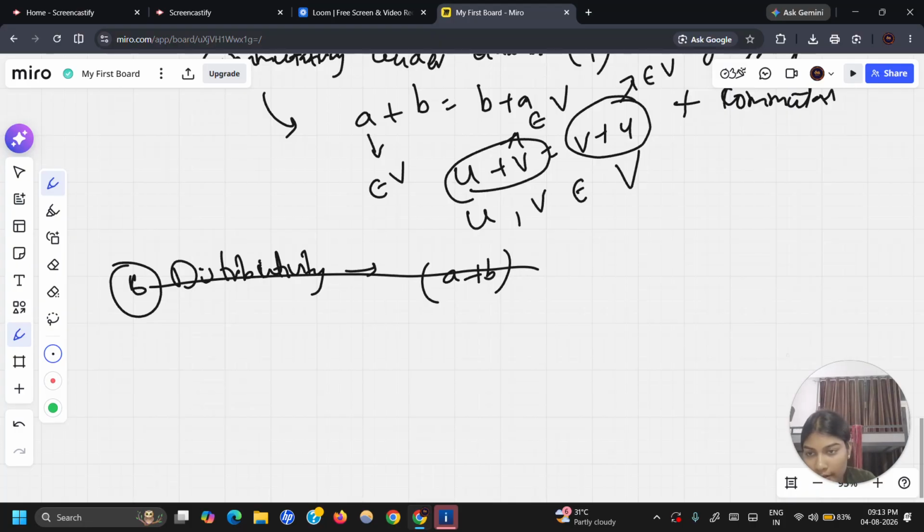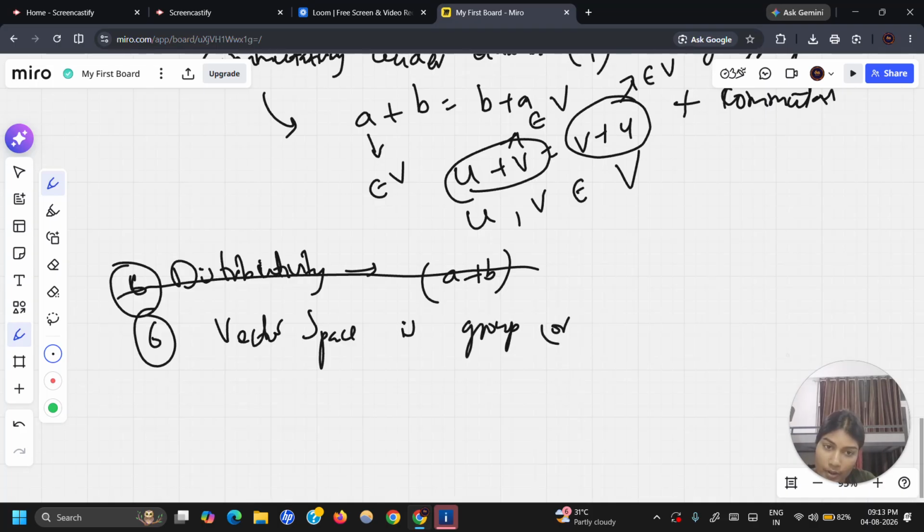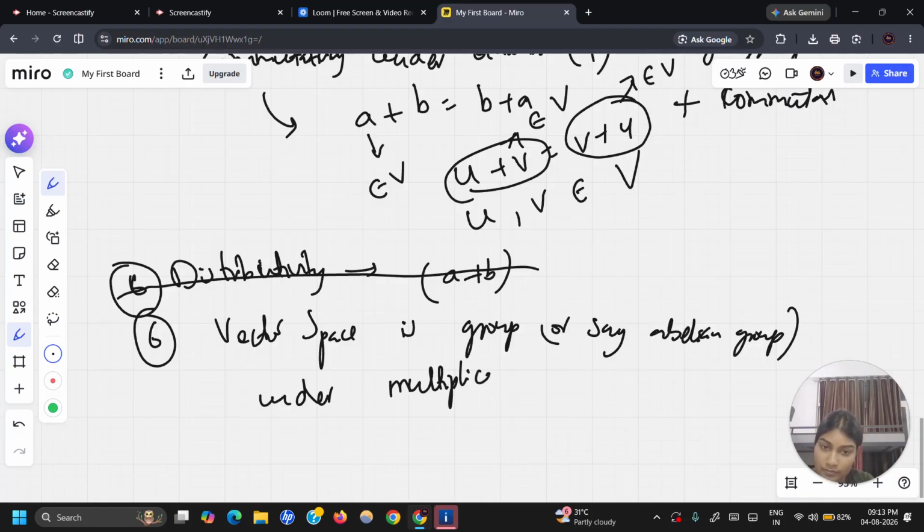We can come to this later. So this is like special properties which is not considered here. So let us take, since we also told that vector space is a group, or say abelian group under multiplication. That is, group means has 4 axioms, whereas abelian group has 5 axioms.